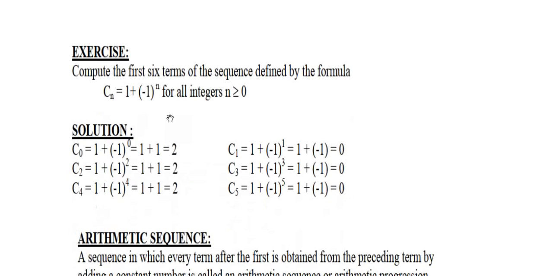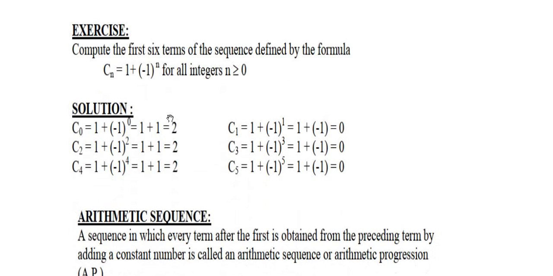Now there is an exercise. Compute the first 6 terms of the sequence defined by the formula. This is the explicit formula: c_n = 1 + (-1)^n for all integers n greater than or equal to 0. It means we take the first value of n equal to 0, then 1, then 2, then 3, then 4, then 5. Until n equal to 5, there will be a total of 6 terms of the sequence.